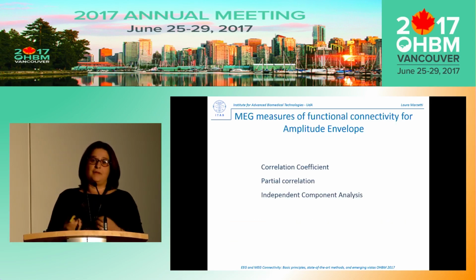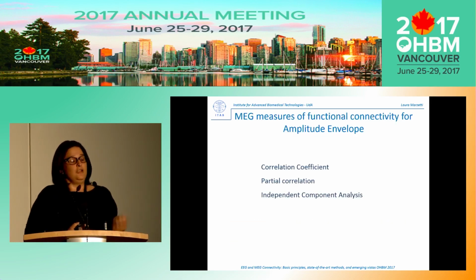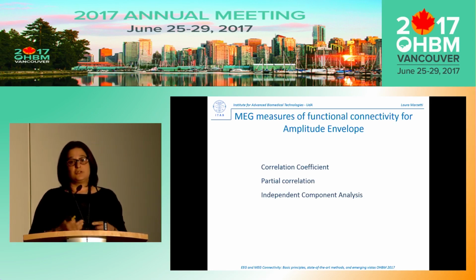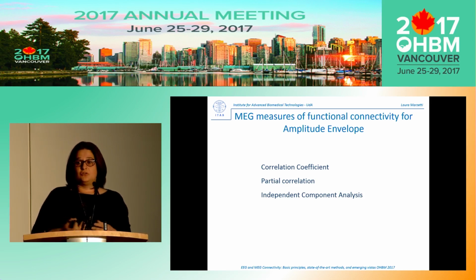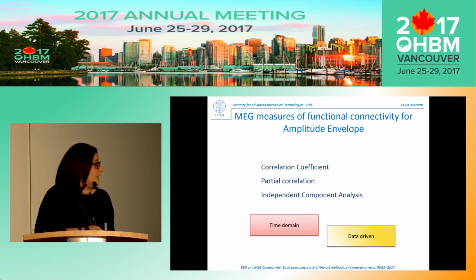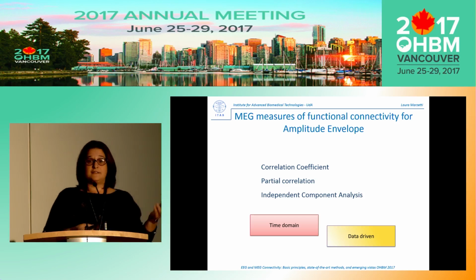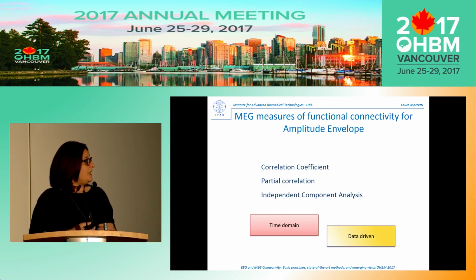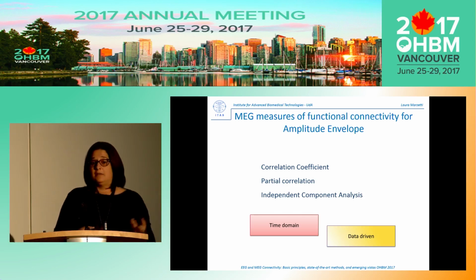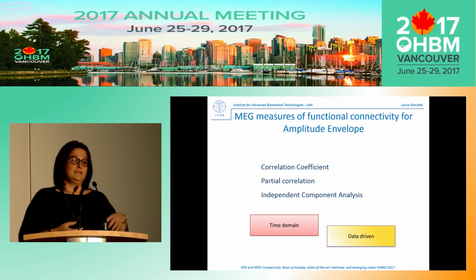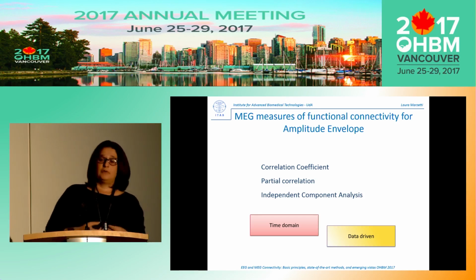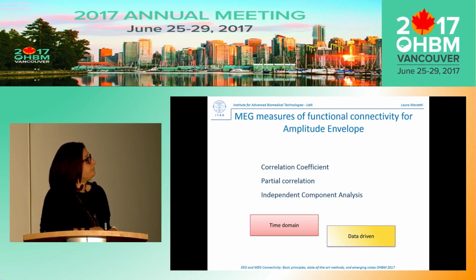Of course, you can do it with correlation, and you can also estimate the coupling using other methods, such as partial correlation or independent component analysis, as we have already heard about today. All these methods are in the time domain and data-driven, meaning that I'm not talking about methods which require the assumption of a model, as many of our speakers have done today.